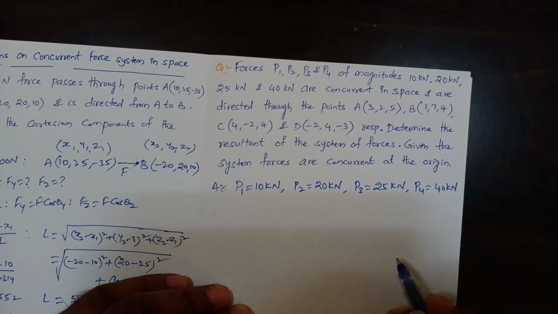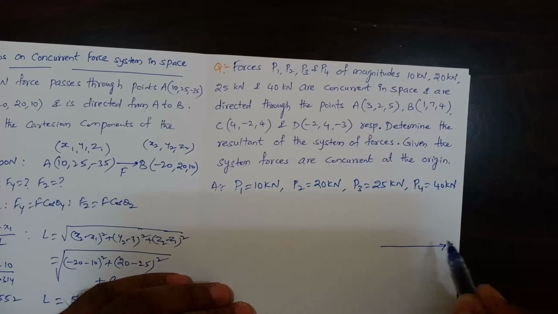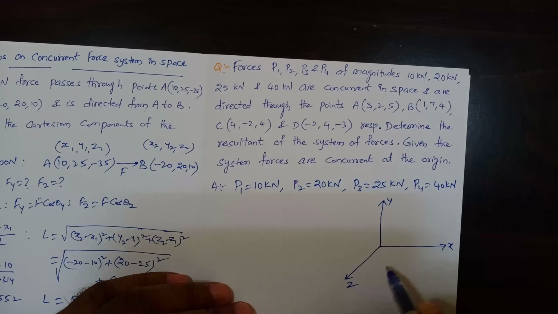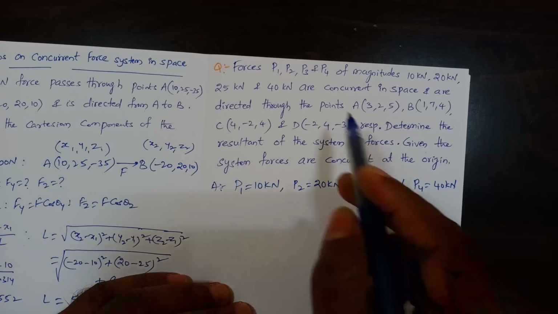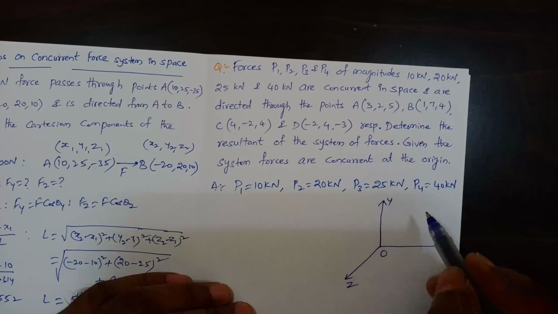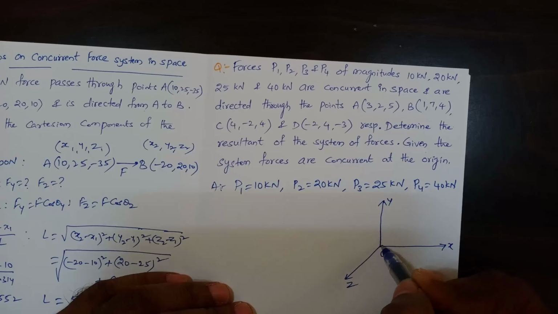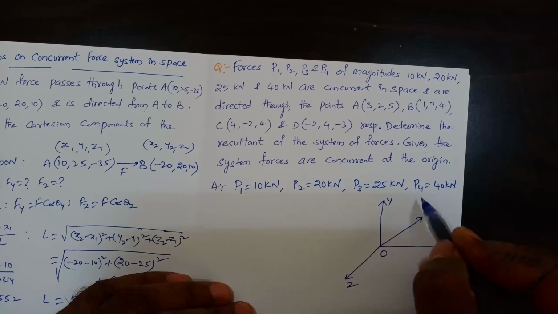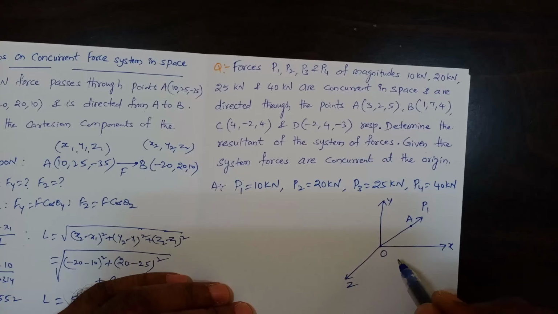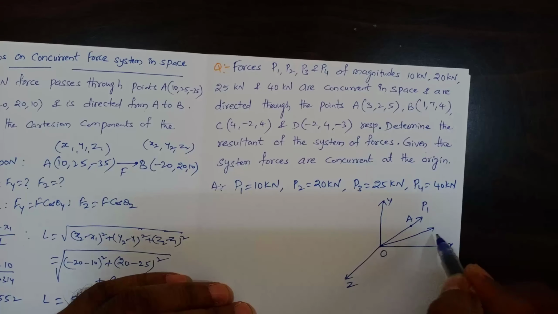So, origin. Let me draw a rough diagram for this. Let us say this is the x-axis, this is the y-axis, and this is the z-axis: positive x-axis, positive y-axis, positive z-axis, and the origin. All these forces are concurrent at the origin, as given in the problem. Now one point is A, that is 3 to 5, somewhere here. This P1 is like this, then this point is A, and another point is 174, somewhere like this. It is a rough diagram.